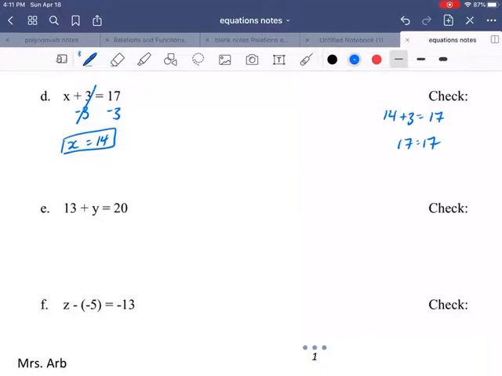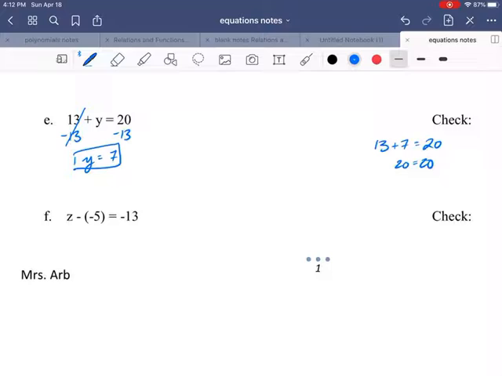13 plus y equals 20, so we want to get rid of the 13. So the opposite operation is to subtract 13, and you get y is equal to 7. And to do your check, 13 plus 7, that does equal 20.